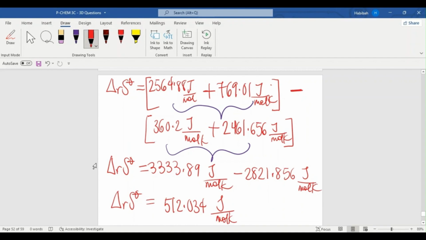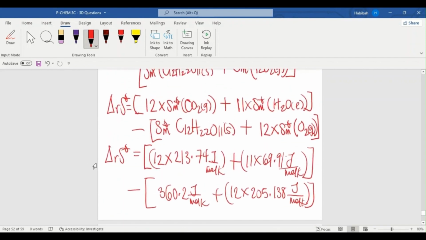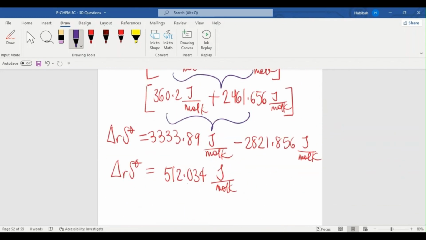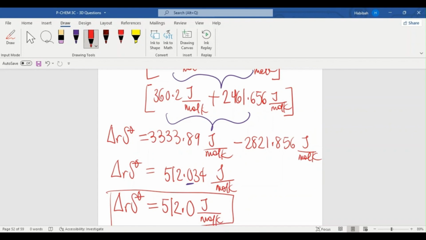Now, I wanted to also tell you this. When we're dealing with chemistry, remember we have to look at the proper number of decimal places since we have a lot of additions in this question. We have the molar entropy values in 2 decimal places, 1 decimal place, and then 3 decimal places. So we're going to put our answer in 1 decimal place. So our answer ends up becoming the change in standard entropy of reaction is 512.0 joule per mole Kelvin. And this is basically the answer to this question.